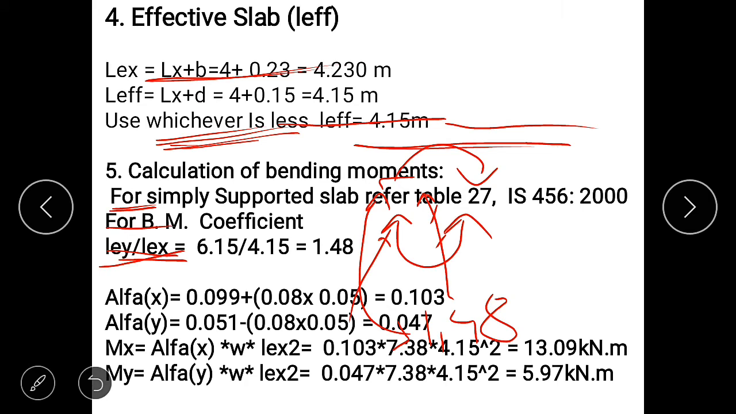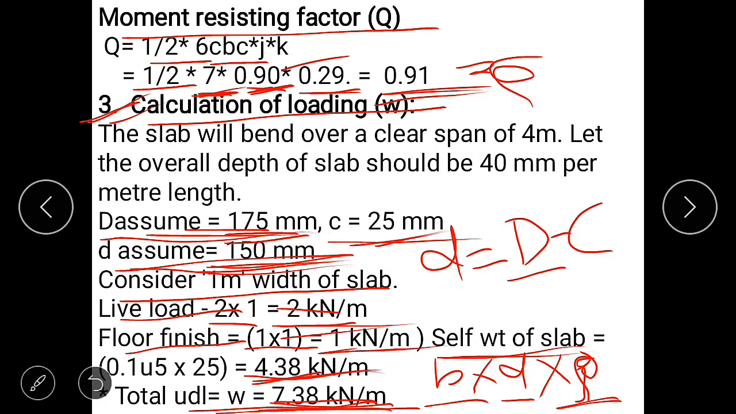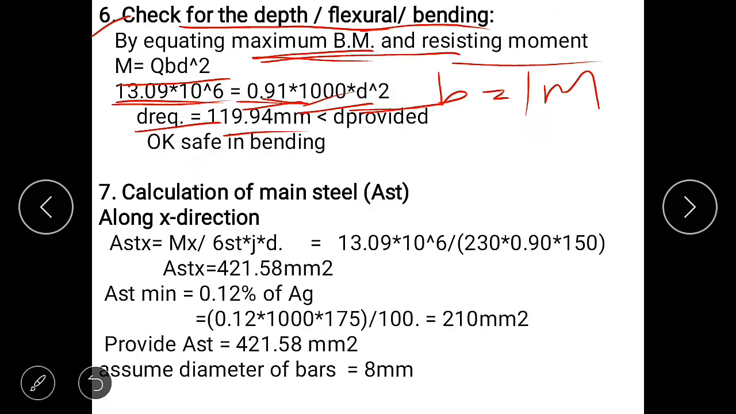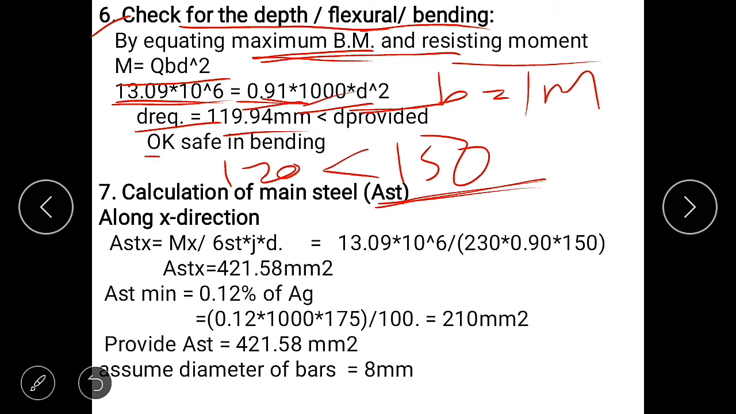1194 means 115. We have to provide 120 or 115 mm depth, and we provided here depth is 150. Here 120 is required and we provided 150, so it is already large, so it is safe in bending. Since we provided already large, our slab can't fail.